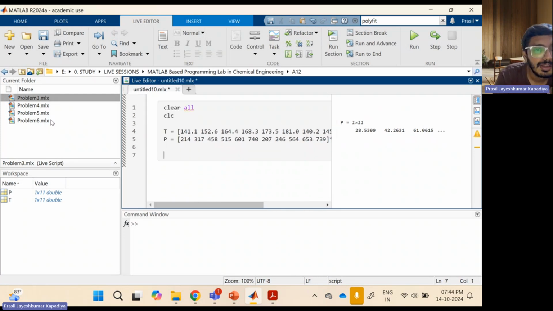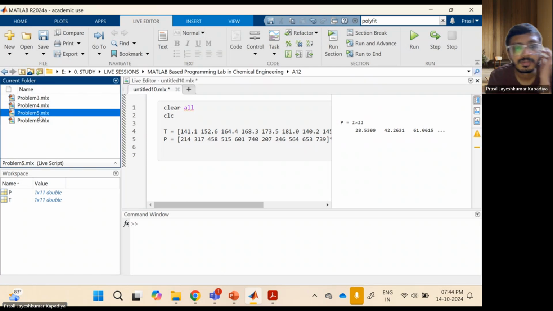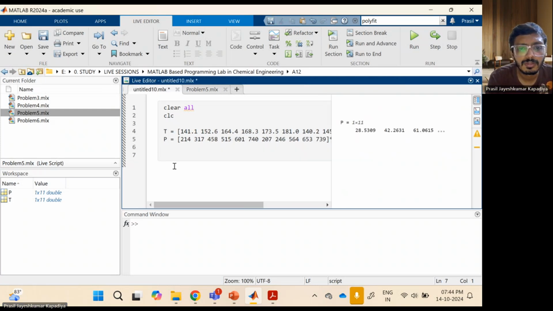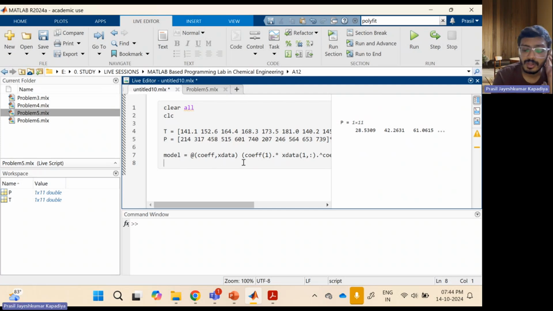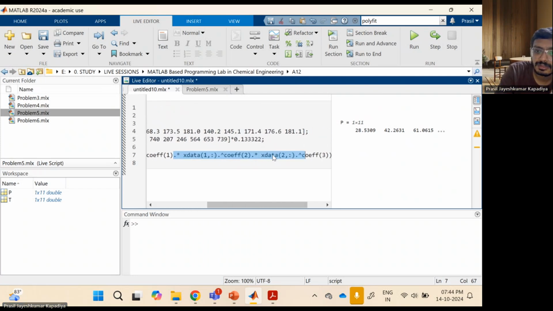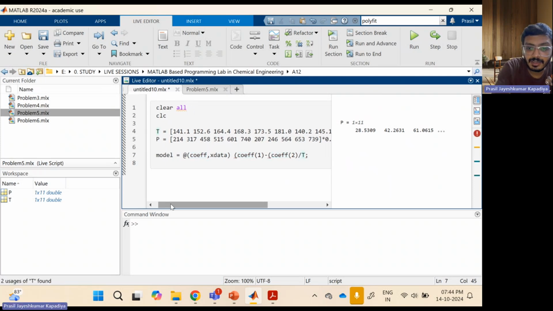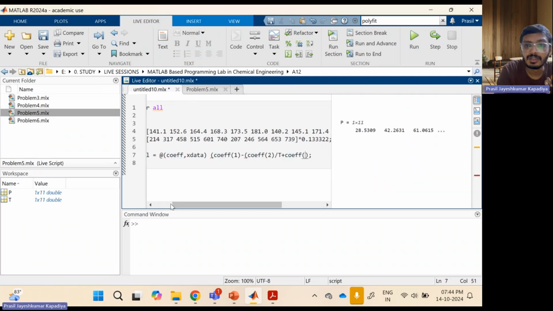So now what can I use? I can use this linear square fit. So I will just copy this code. I don't want to write it down. So model is coefficient comma x data. So coefficient of 1, that is A, minus B, coefficient of 2, divided by T plus coefficient of 3.